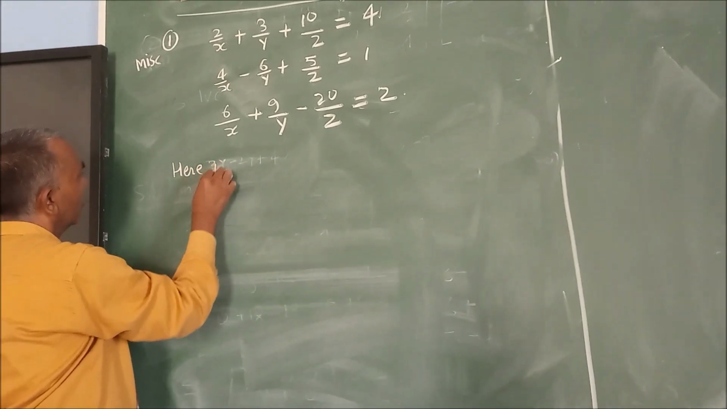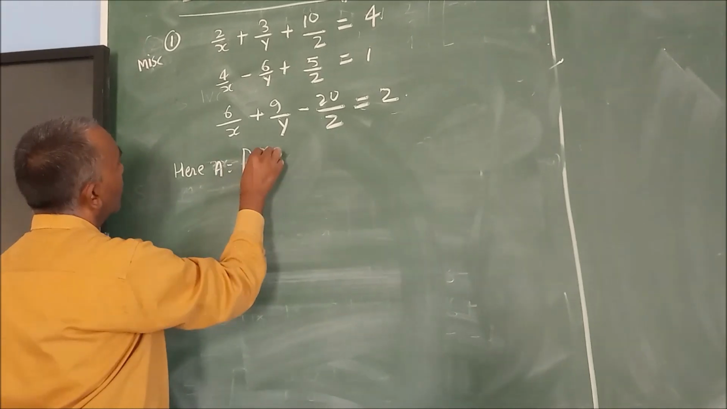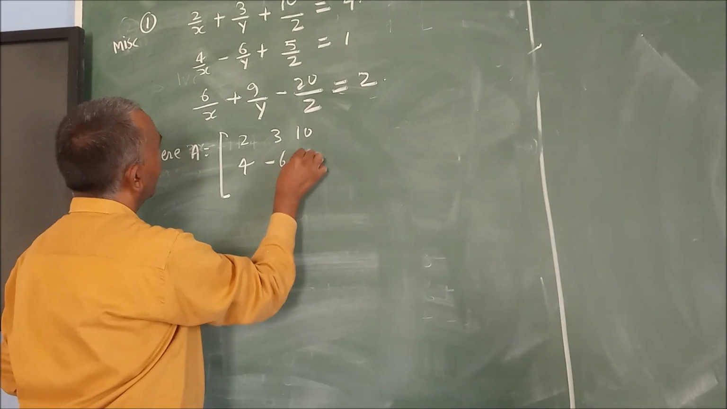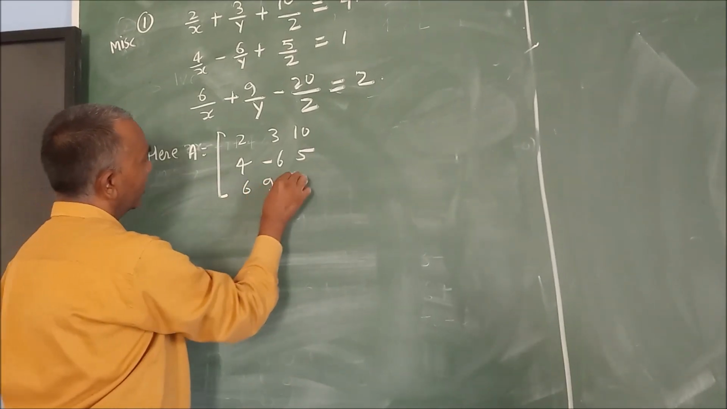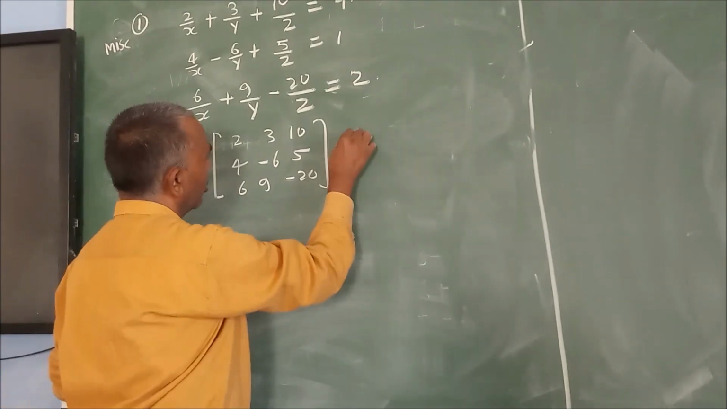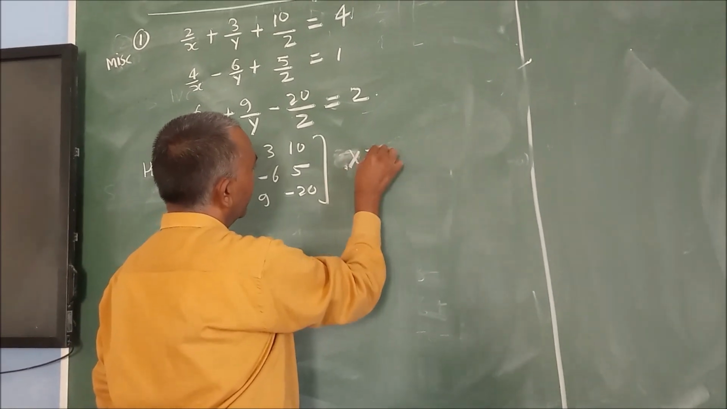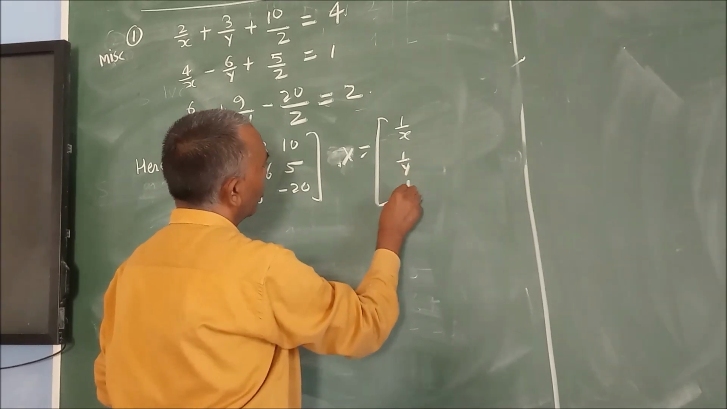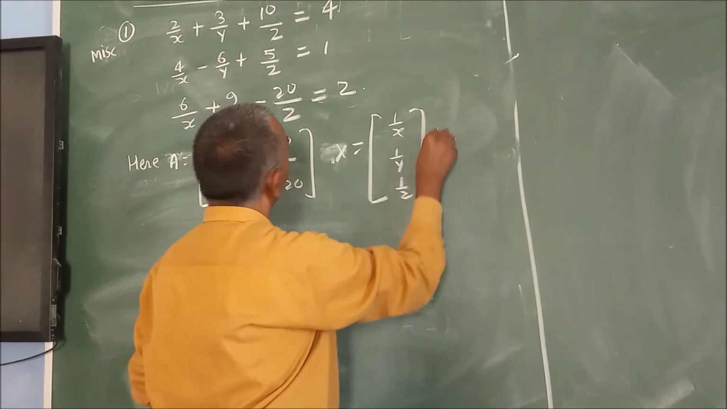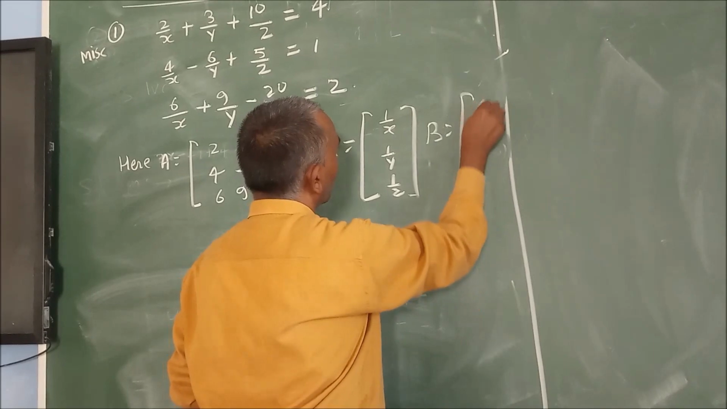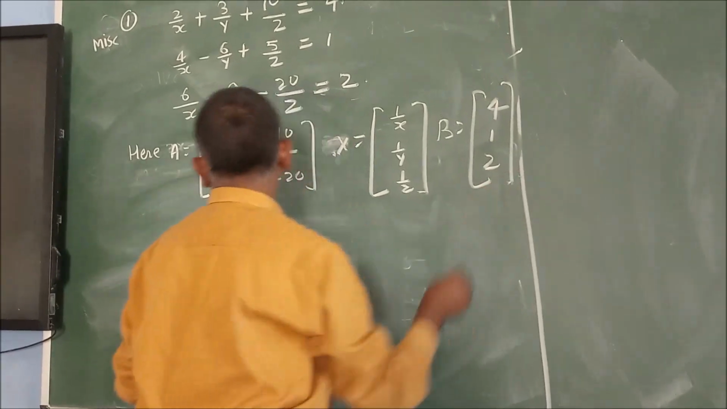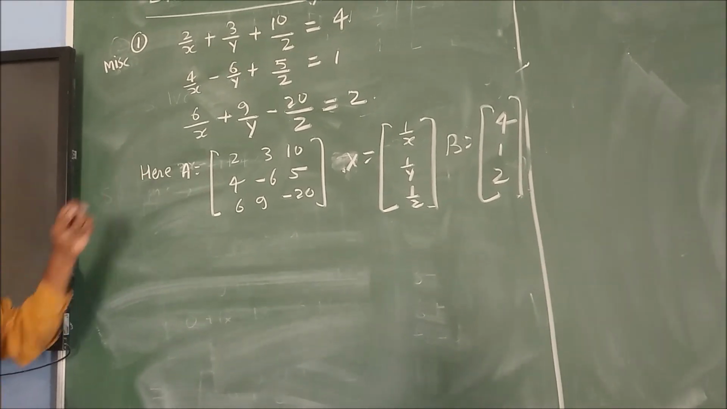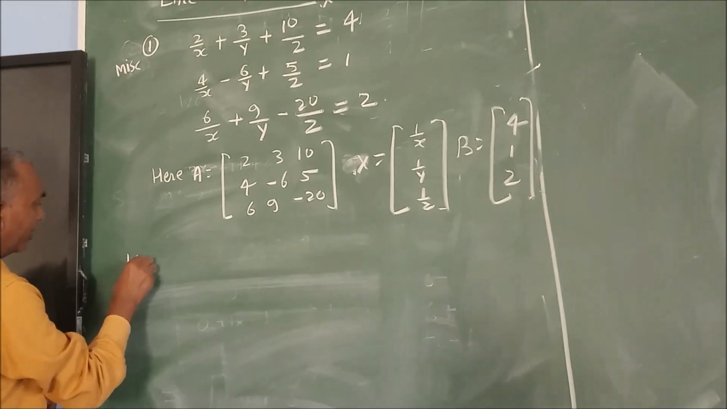A is equal to 2, 3, 10, 4, minus 6, 5, 6, 9, minus 20. And X is equal to, in the fraction form, this is your 1 by x, 1 by y, 1 by z, and B is equal to 4, 1, 2. So first we have to find the value of x, y, z. So first we find what is the determinant of A.